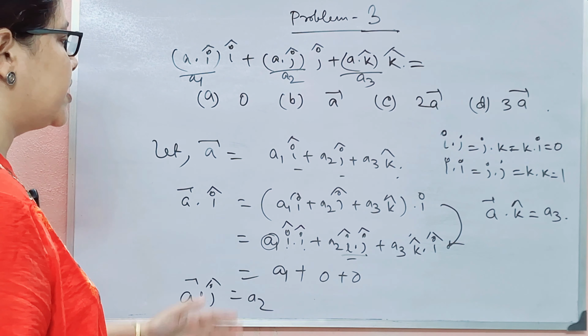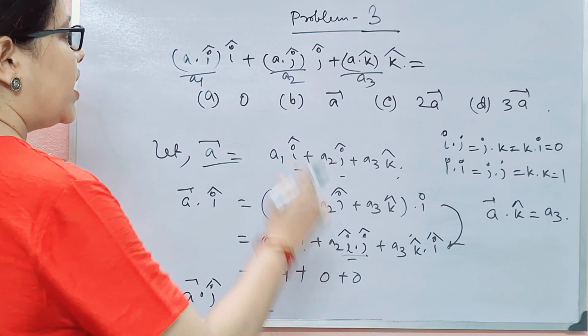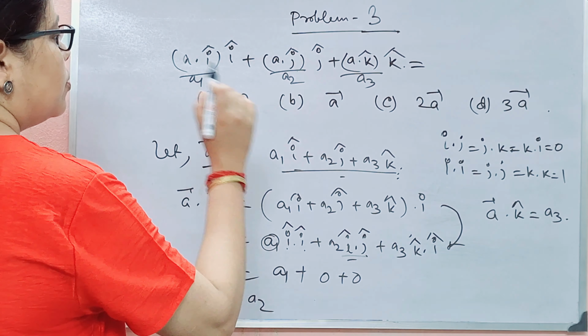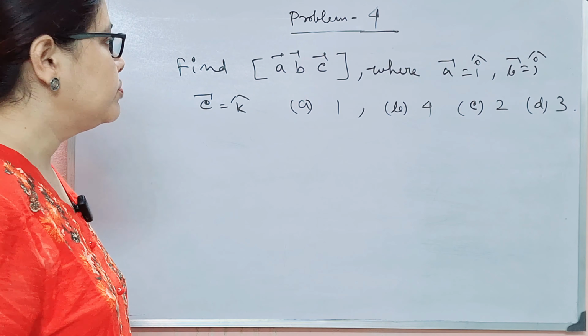And what is this vector? I assumed that vector as A. So a1 i plus a2 j plus a3 k is A. So B is the correct option. Now I am coming to the fourth problem.